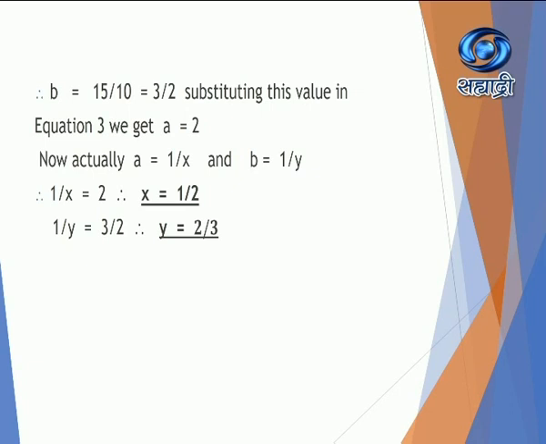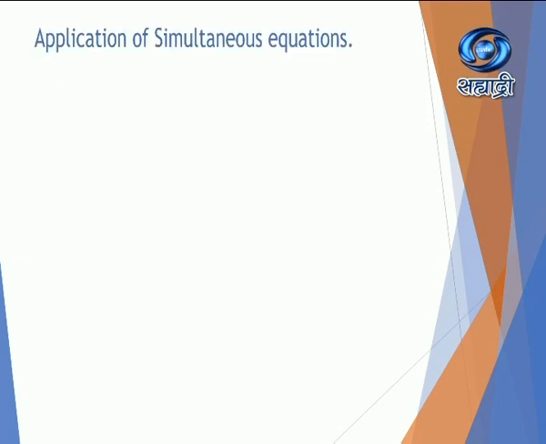This is how we have solved the numerical. Initially, the sum was not in the proper form of a linear equation. We have reduced it to a linear equation and then solved it. And we got the values for x and y, that is, x is equal to 1 upon 2, y is equal to 2 upon 3. In this way, we can solve any equation that can be reduced to a linear equation.